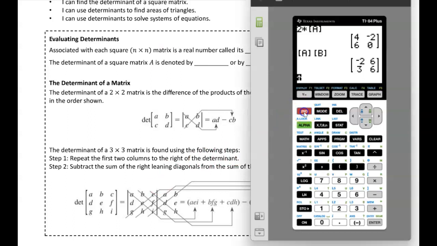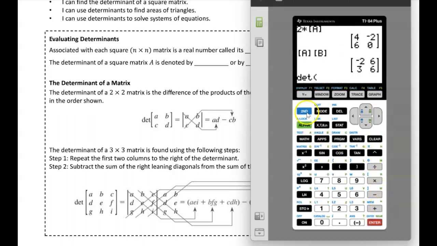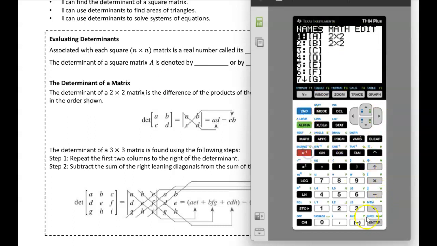So what we can do is go under second matrix, go over to math. Here's all our operations. Let's do determinant right here, the first one. And so determinant, and then choose matrix A.